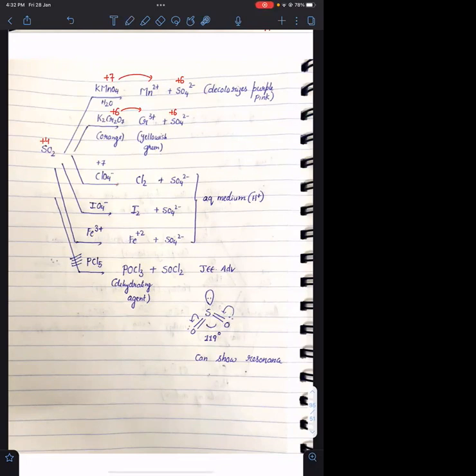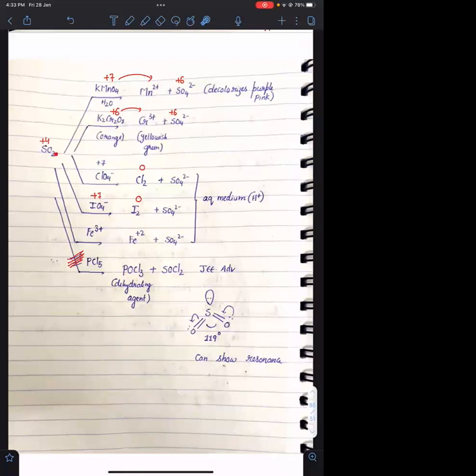ClO4-, the +7 oxidation state of chlorine, this being reducing, it is converting into 0 oxidation state. Similarly, IO4-, in which the +7 oxidation state is again converting into 0 oxidation state. Fe3+ converts into Fe2+. This reaction with PCl5 is an important reaction. It is converting SO2 into POCl3 and SOCl2. POCl3 can be used as a very good dehydrating agent.